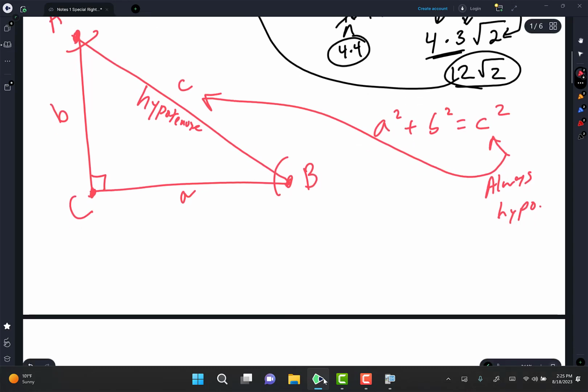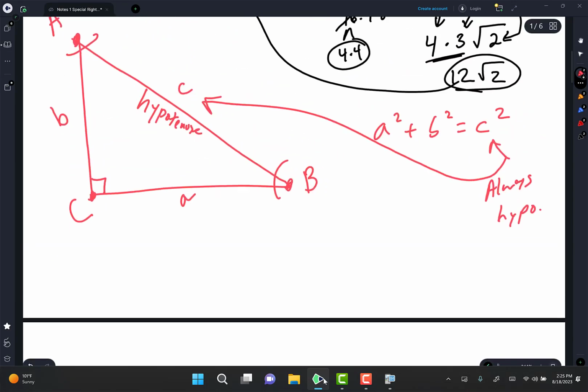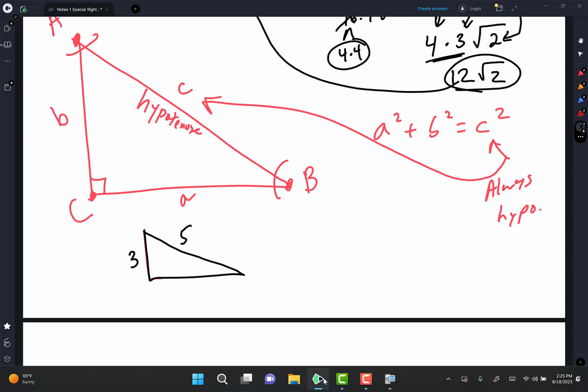So if I give you a triangle, let's just do one for fun, very basic. I'm going to put a 3 here and a 5 there. And I know it's a 3, 4, 5 triangle. Not to scale. I know it's a 3, 4, 5 triangle, and you can figure it out really quick. I'm going to put X here. The hypotenuse is always the longest side. Always. So, how do I figure this triangle out?